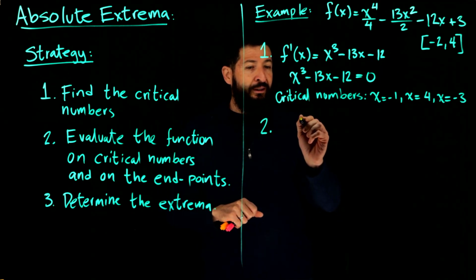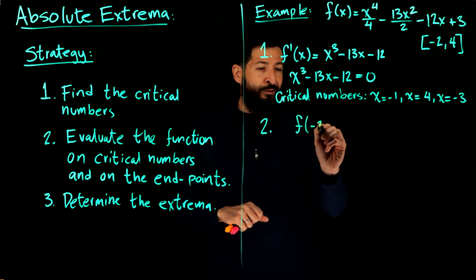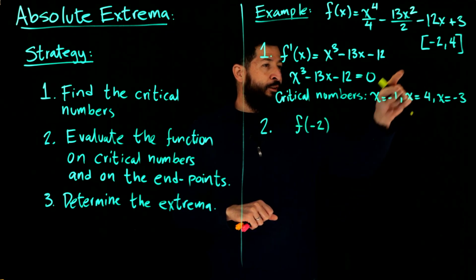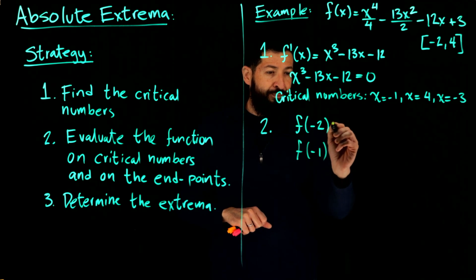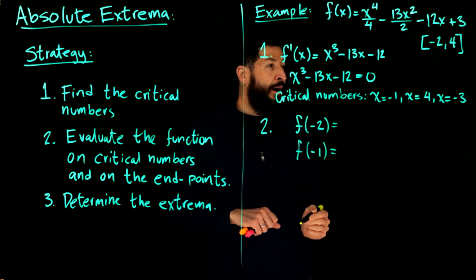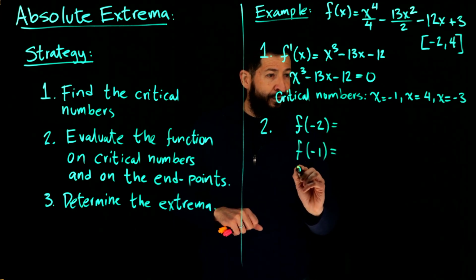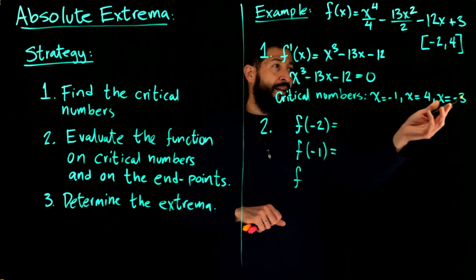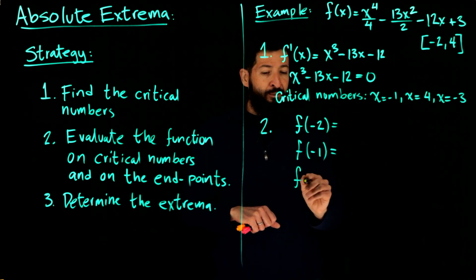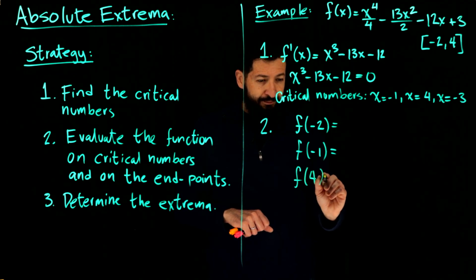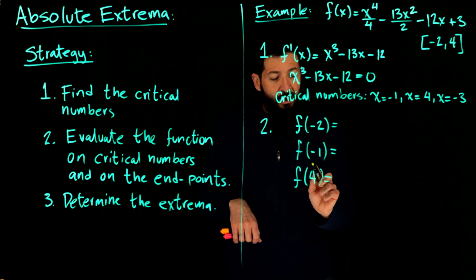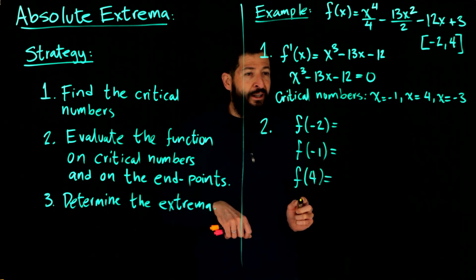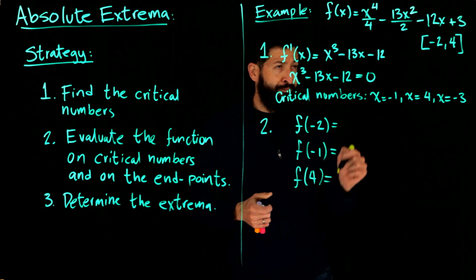So I need to evaluate f of negative 2, one endpoint. Then let's move on to the first critical number, f of negative 1. Then we have f of, well, negative 3 is outside. We don't care about that one. So the next one is f of 4, which is both a critical number and also an endpoint. So we evaluate the function there.